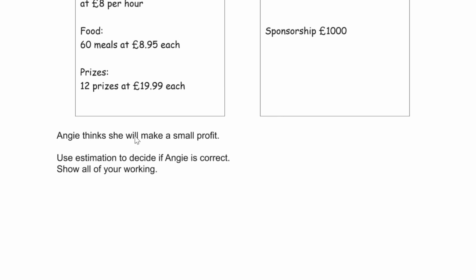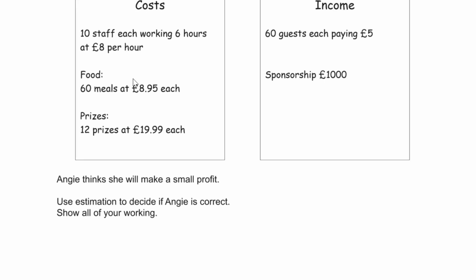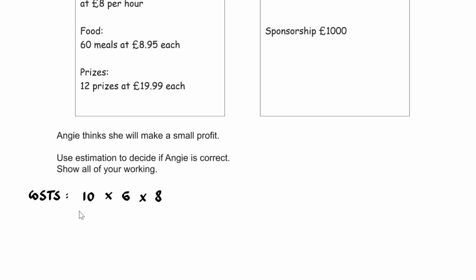Angie thinks she will make a small profit. Use estimation to decide if Angie is correct. Show all of your working. Well, over here, in terms of the costs, well, there's 10 staff members. They're each working 6 hours and they're getting paid £8 per hour. So this is for the staff.